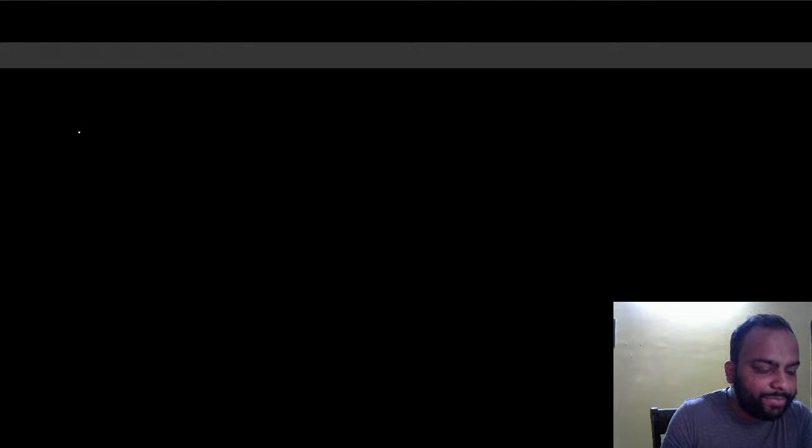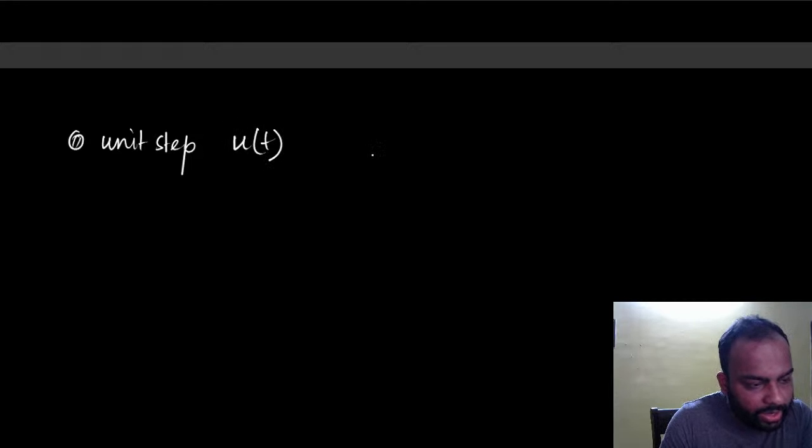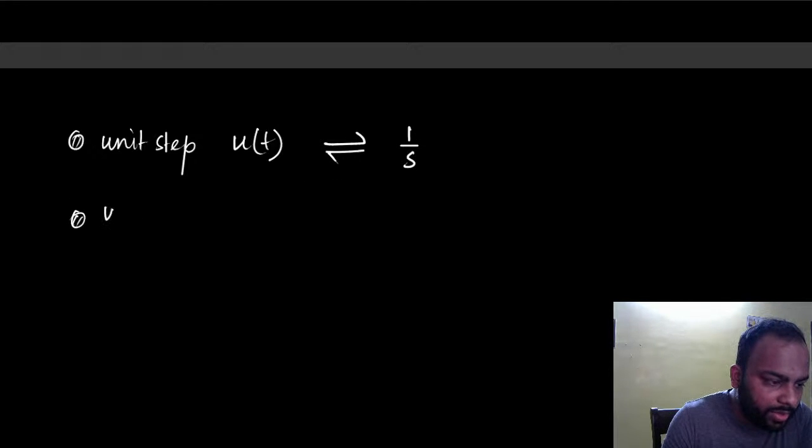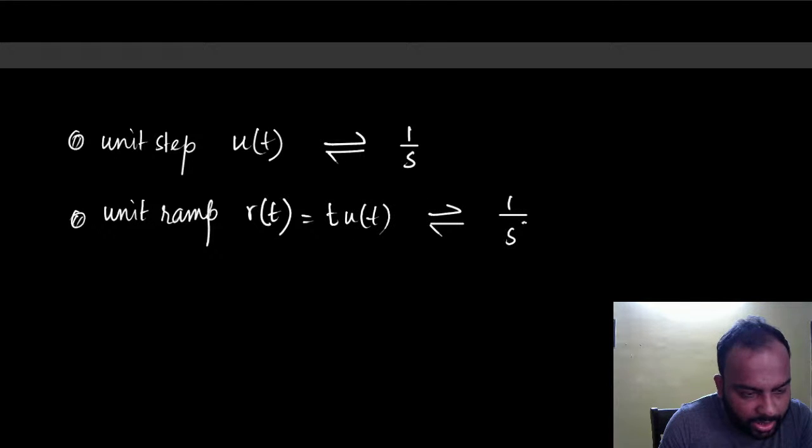So the 3 different types of reference signals that we are going to discuss are the unit step signal, which is essentially u(t), and its Laplace transform would be 1 by s. Then we would have the unit ramp signal, essentially written as r(t), which is just equal to t u(t), and its Laplace transform is 1 by s square.